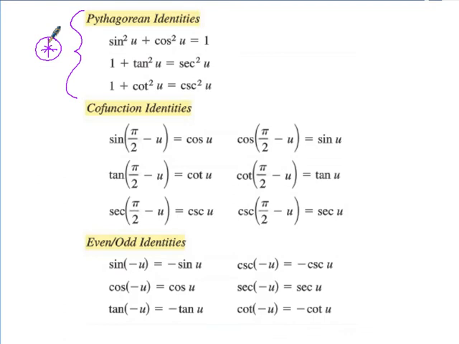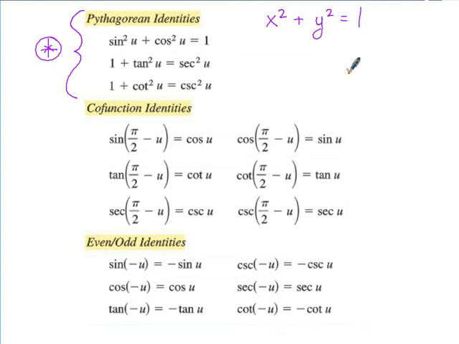Now, you have sine squared u plus cosine squared u equals 1. Where in the world does that come from? Well, if you are on your unit circle, you have a radius of 1. And if you remember your equation for the unit circle, centered at 0, 0, it is x squared plus y squared equals 1. Radius of 1, and it's not shifted left or right, so you don't have something like x minus 2 squared or x plus 3 squared. So this is your equation for your unit circle.